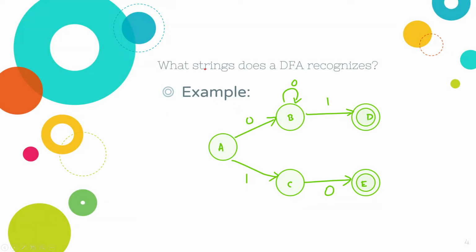First thing, we have got a DFA over here. This is the DFA that we have, and we want to find out what strings this DFA recognizes. Let's say we have a string 001. Does this DFA recognize it?